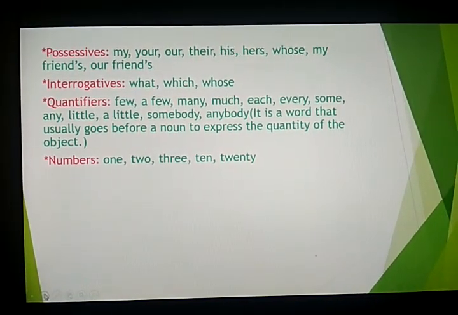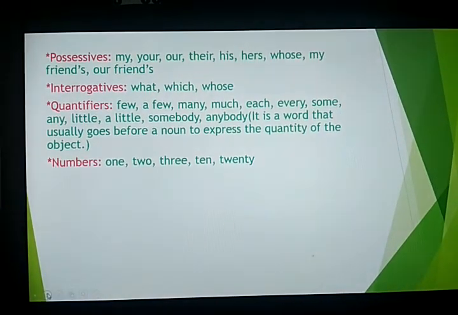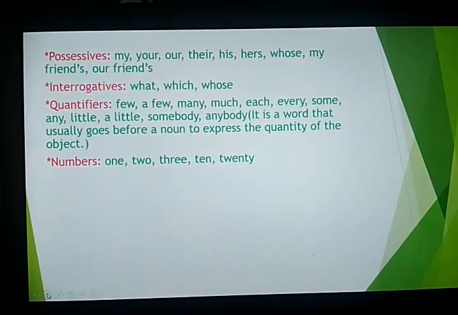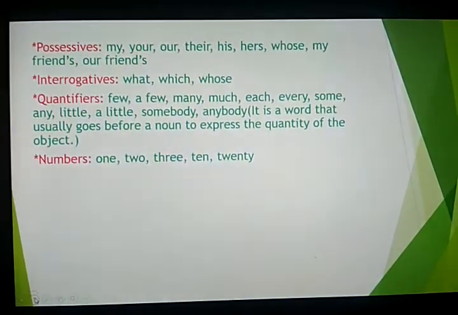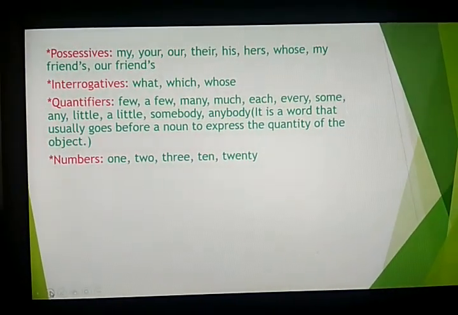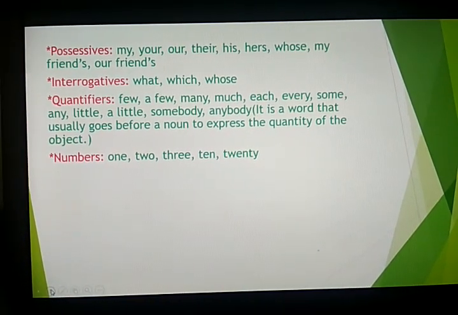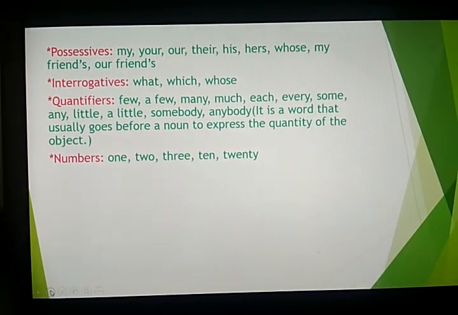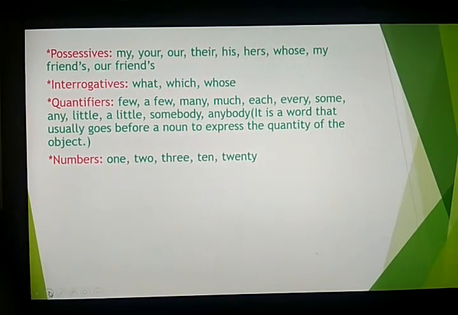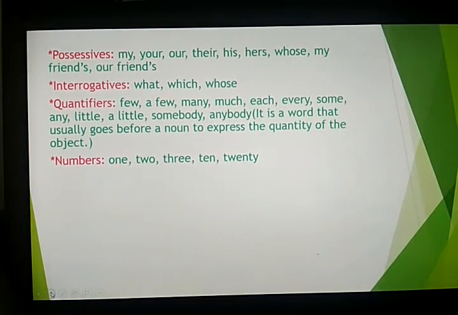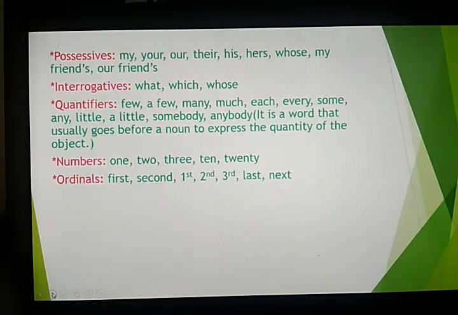Now let's see numbers. 1, 2, 3, then 20. All these are determiners. Our determiners come under numbers, the number determiners. So there are 20 students in the classroom, or there are 2 women sitting under the tree. In this way I'm giving you an example. So this is when you are talking about numbers. At that time these determiners will be used. So these determiners are called the number determiners.